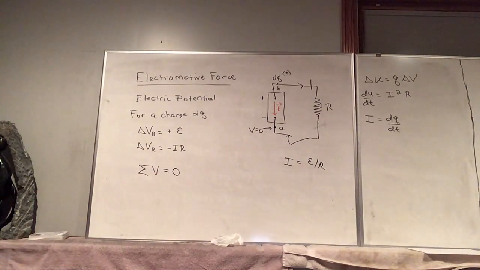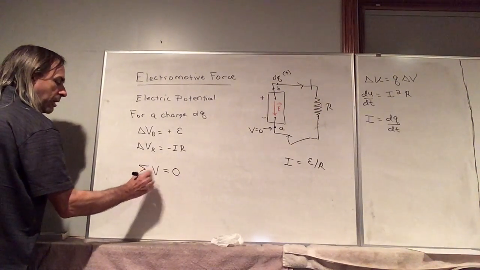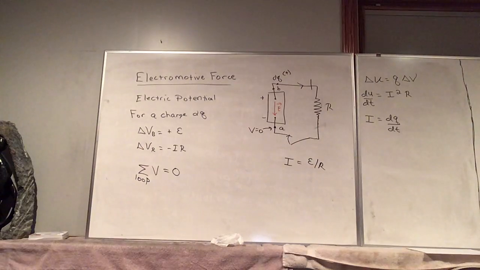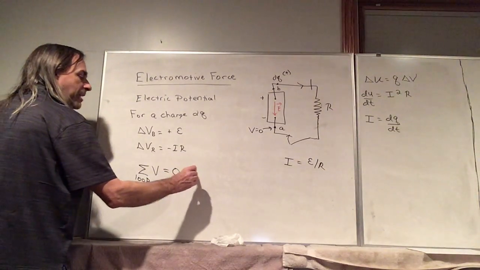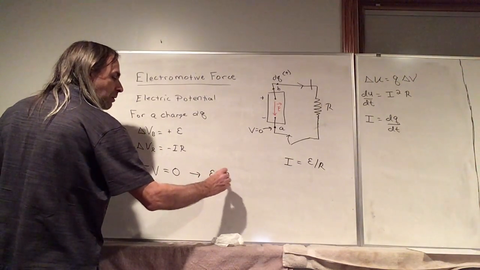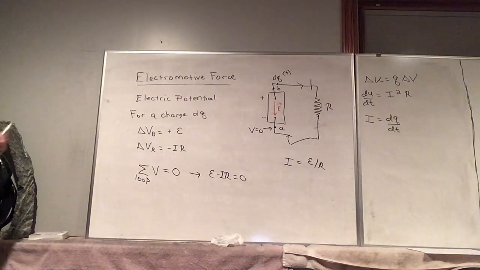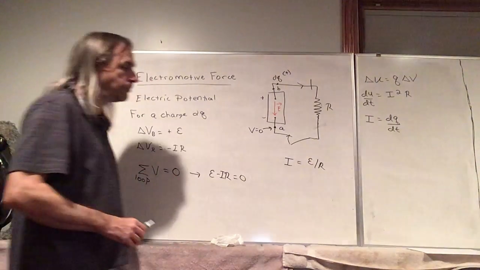Or sigma delta V if you want to, just the sum of all the potential changes in any complete loop has to be 0. If you start and end at the same place, if you add up all the changes in potential, that sum has to be 0 because you have to get back to where you started. And so that leads very directly to epsilon minus IR equals 0, which we can solve and get the exact same thing. So again, somewhat easier approach using this loop rule.